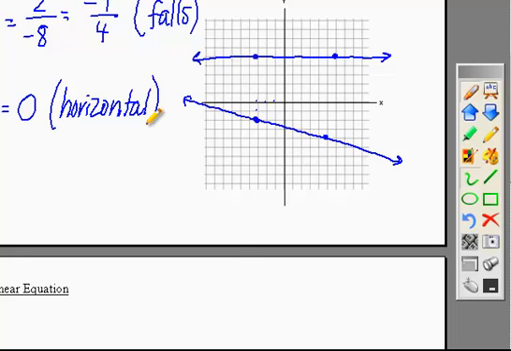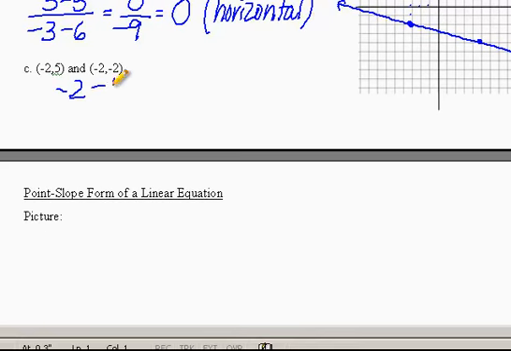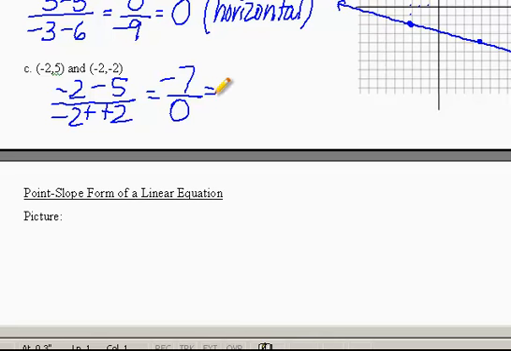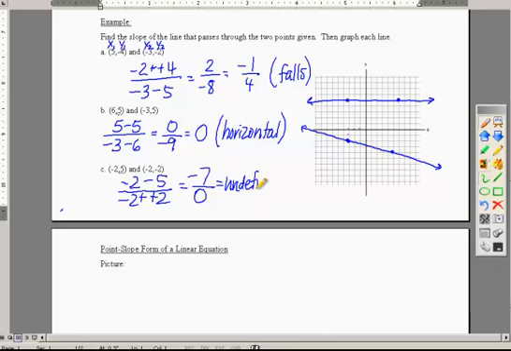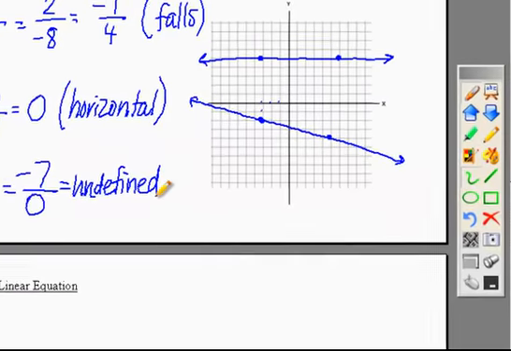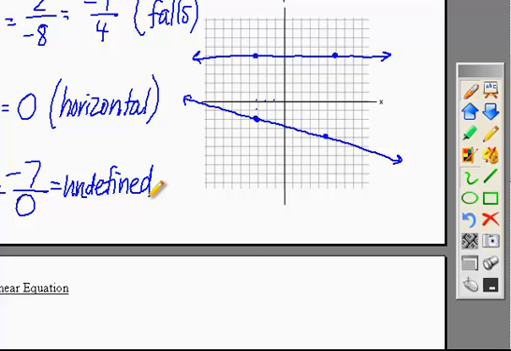If you take a look, y2 minus y1, -2 minus 5 over -2 minus -2. And if you look, on top you get -7. In the denominator, subtracting a negative means add a positive, you get over 0. You cannot leave a fraction with a denominator of 0 because you can't divide by 0, you get something that is undefined. Please make sure that you write undefined. I will not accept the -7 over 0. It does have to be simplified, and the only way to simplify it is to say it's undefined.